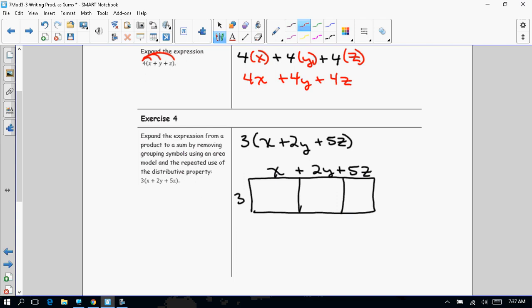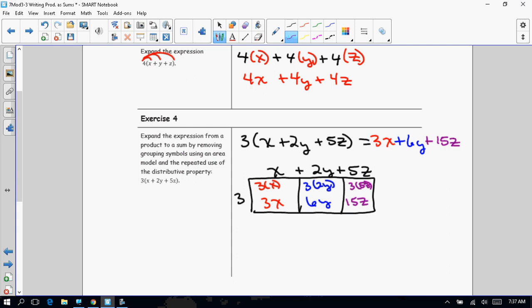All right, so this is just 3 times x, also known as 3x. The next spot over is 3 times 2y. Well, 3 times 2 is 6, so that becomes 6y. And then the last spot is 3 times 5z. Well, 3 times 5 is 15z. So what does this end up equaling? This ends up equaling 3x plus 6y plus 15z. Okay?